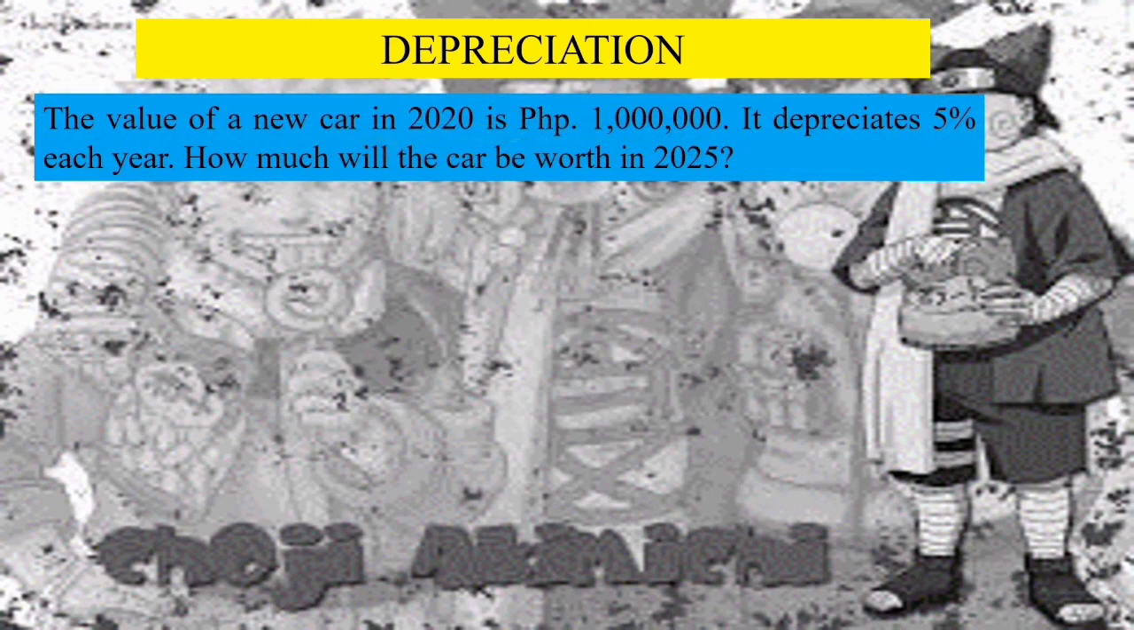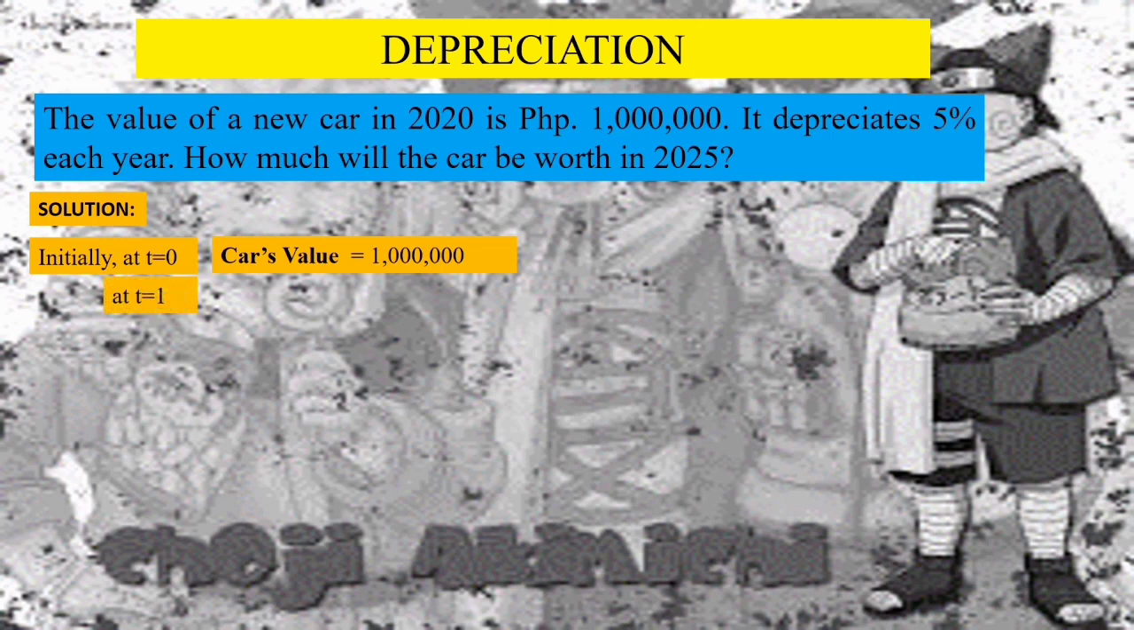So let's have an example in depreciation. The value of a new car in 2020 is 1 million pesos. It depreciates 5,000 each year. How much will the car be worth in 2025? For the solution, you're initially at t is equal to 0. So, magkano yung car value mo? That is 1 million. So, magkano na siya sa 2021 kung binili mo siya ng 2020? So, your t is equal to 1.